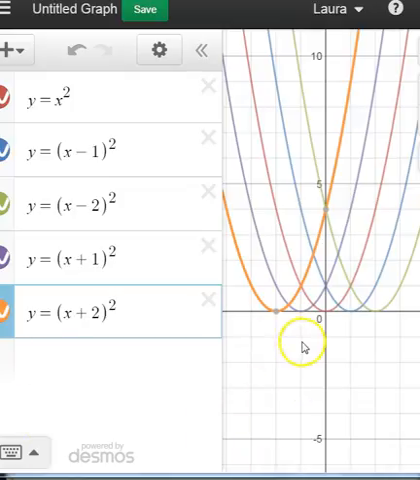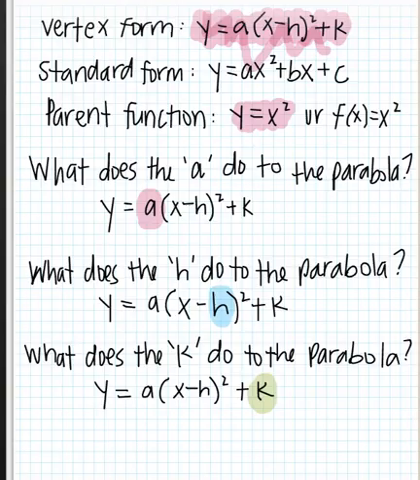So can you make your own guesses? What happens to the h? If you change the h to, let's say, minus 1, minus 2, plus 1, plus 2, which way does it shift the graph? Is it shifting it up and down, or is it shifting it left and right? And how do you get it to move to the right versus how do you get the parabola to move to the left? Okay, so I want you to write that now.